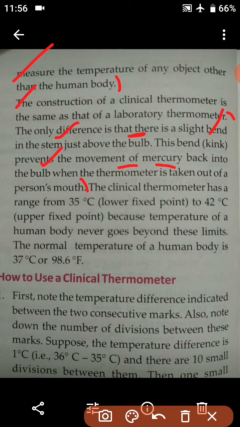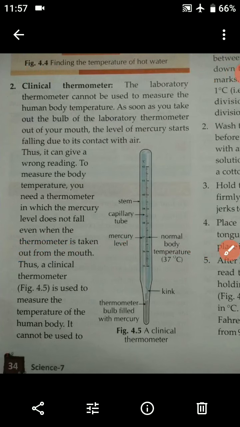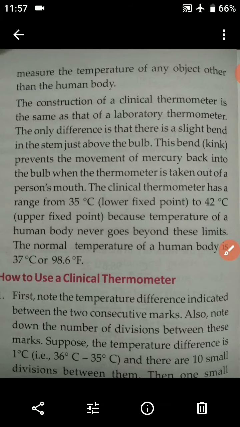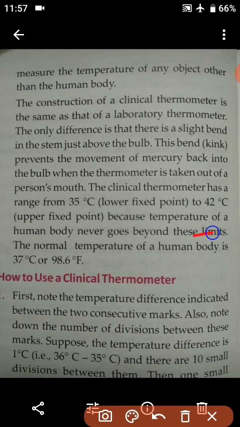The clinical thermometer has a range from 35 degrees Celsius, the lower fixed point, to 42 degrees Celsius, the upper fixed point. Because the temperature of a human body never goes beyond this limit.